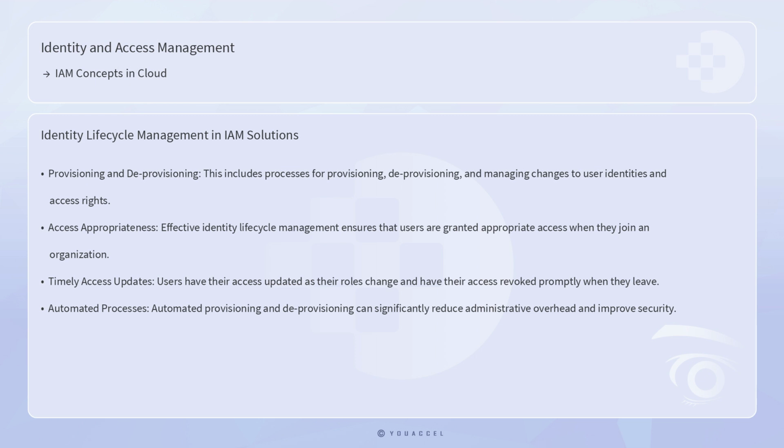IAM solutions must also address the lifecycle management of digital identities. This includes processes for provisioning, deprovisioning, and managing changes to user identities and access rights. Effective identity lifecycle management ensures that users are granted appropriate access when they join an organization, have their access updated as their roles change, and have their access revoked promptly when they leave. Automated provisioning and deprovisioning can significantly reduce administrative overhead and improve security by ensuring that access rights are always up to date.